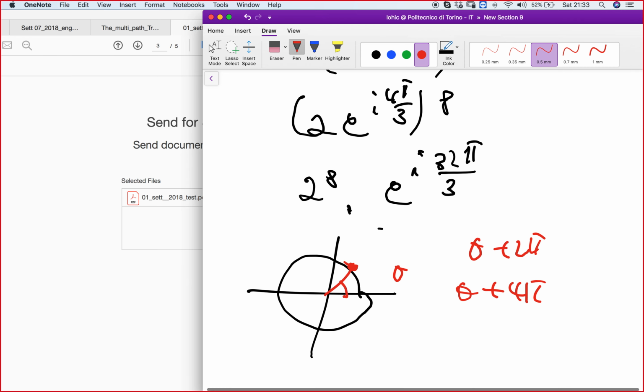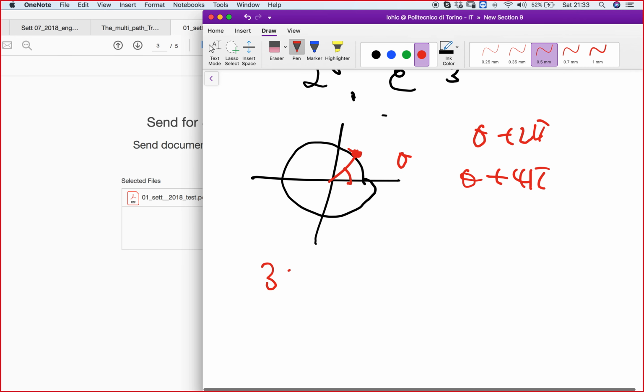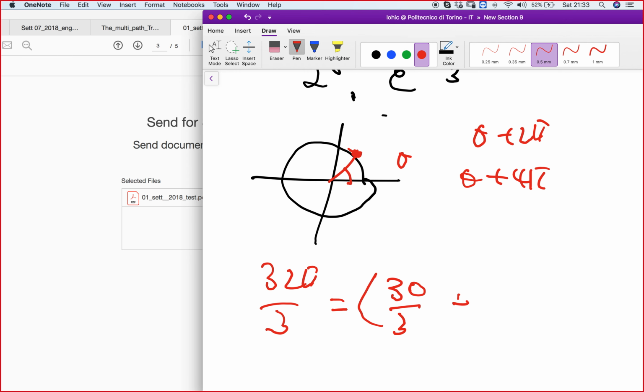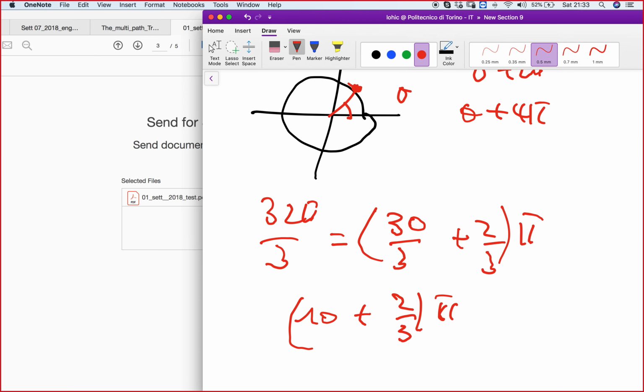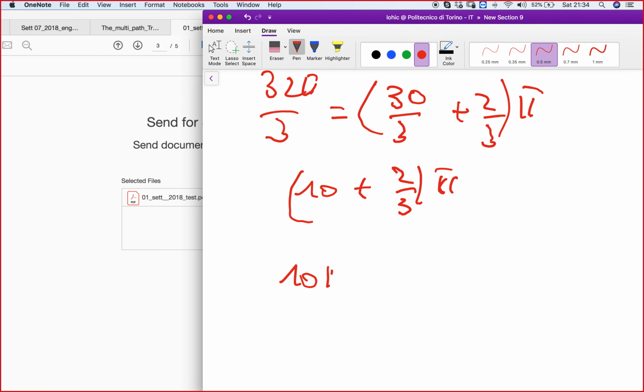Yes or not? So let's take the angle 32 pi over 3 and see if there is another way to write it. I cannot divide 32 by 3, right? But at least I can divide 30 by 3. So I can write it as 30 over 3 plus 2 over 3, all multiplied by pi. So 30 over 3 gives me 10, plus 2 over 3, all multiplied by pi. And thus it gives us 10 pi plus 2 over 3 pi.